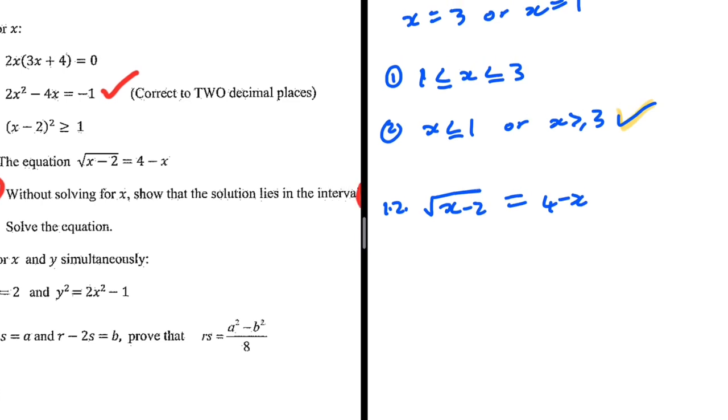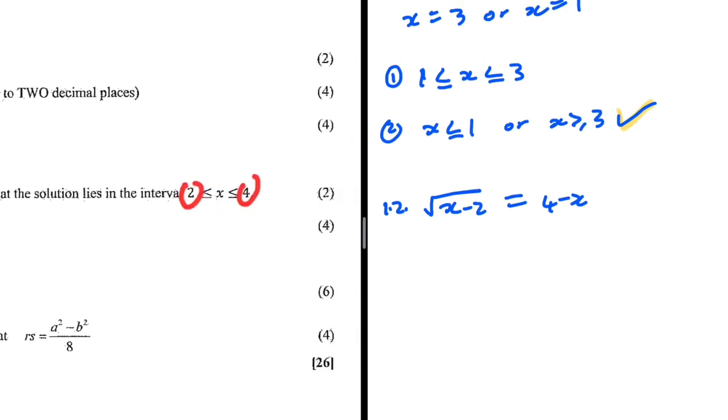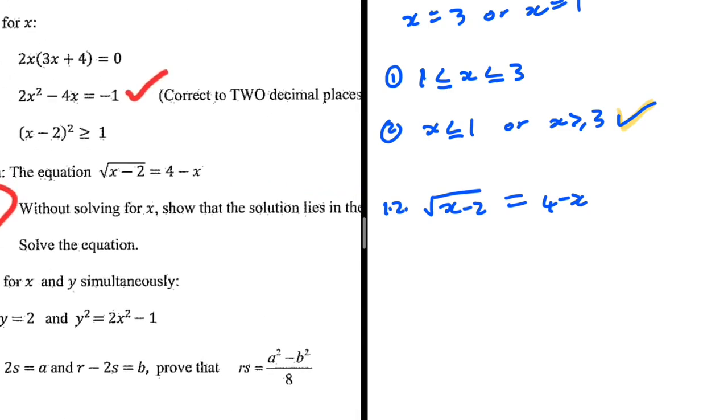Okay, so let's take a look at this interval, 2 to 4. Well, the whole numbers we have are 2, 3, and 4. So let's test these three whole numbers, 2, 3, and 4, and see if that equation is satisfied. Let's start with 2.